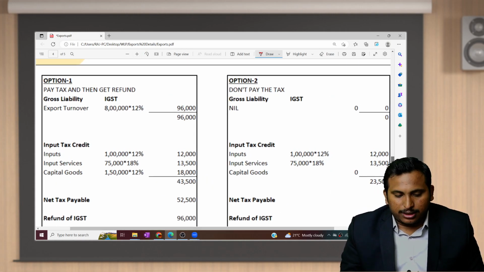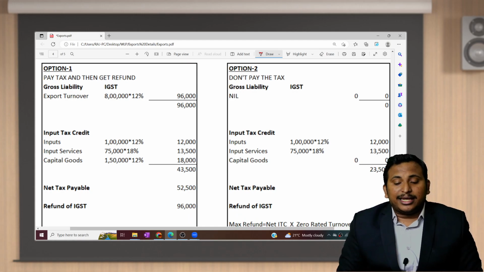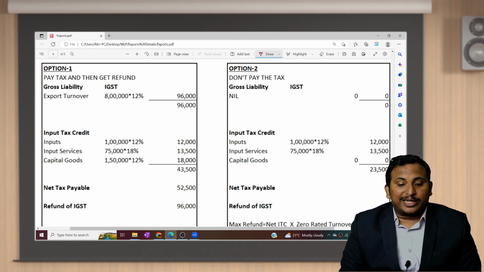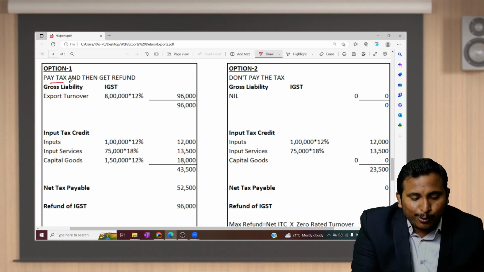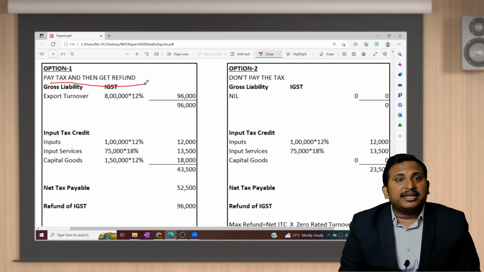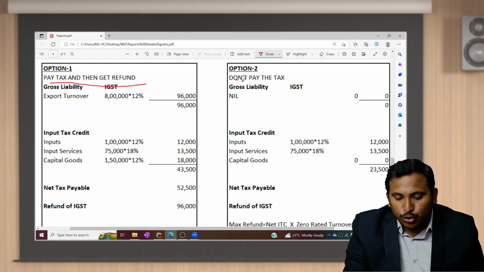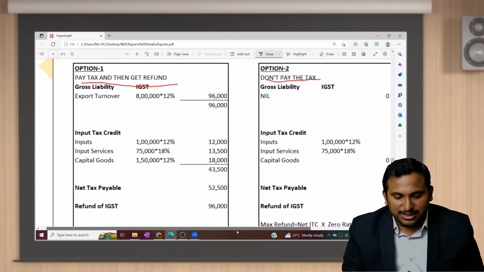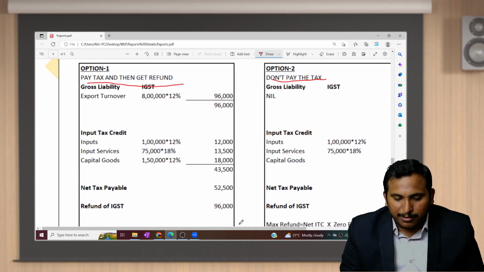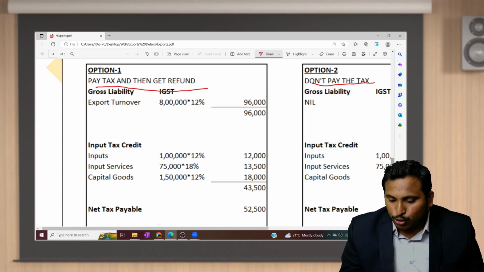Now look into the table given here. In the case of exports, you have two options, sir, with respect to tax payments. How many options are there? Two options. What are those two options, sir? Let me explain. Option number one, pay tax and then get GST refund. Option number two, don't pay the tax. First, let me talk about option number one. Then I will move to option number two.